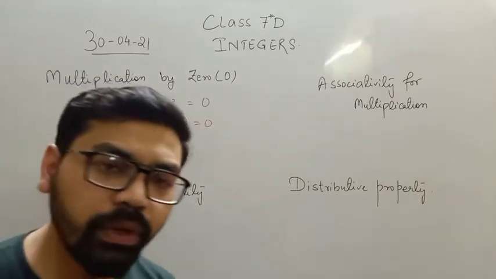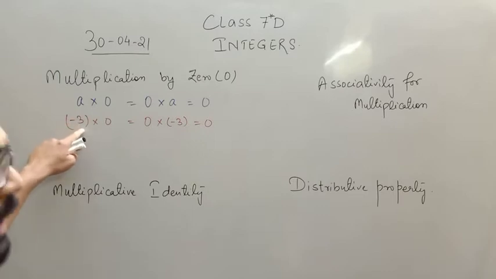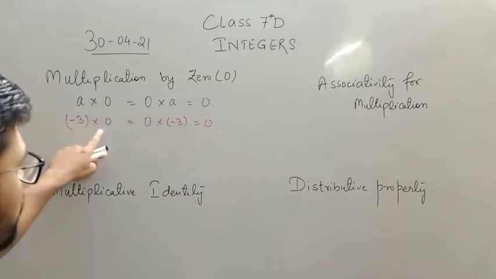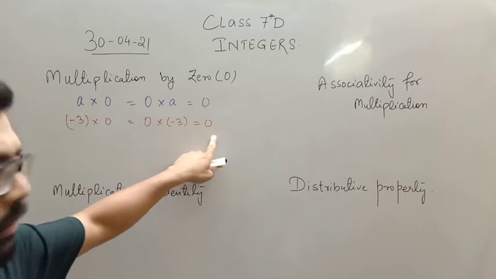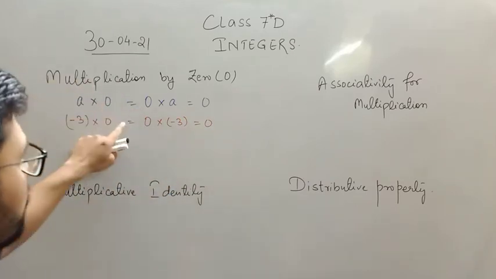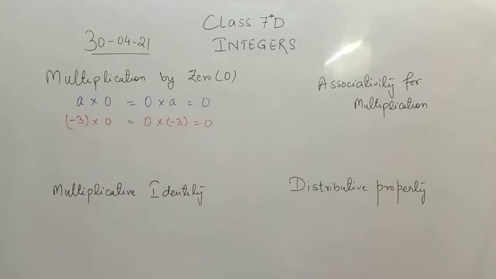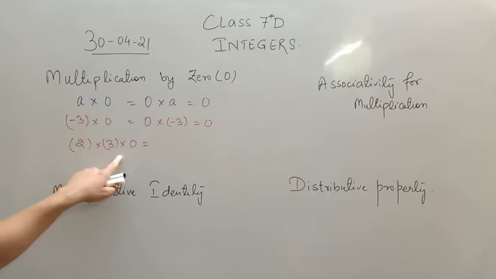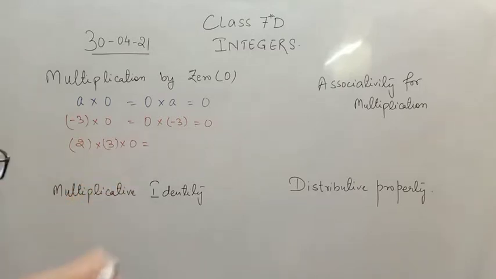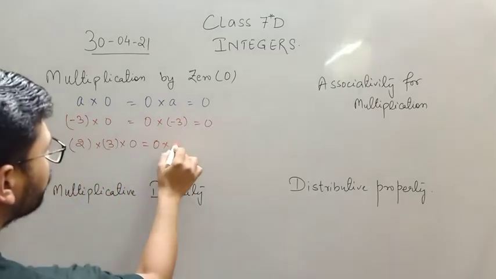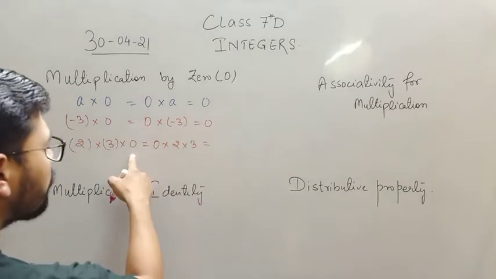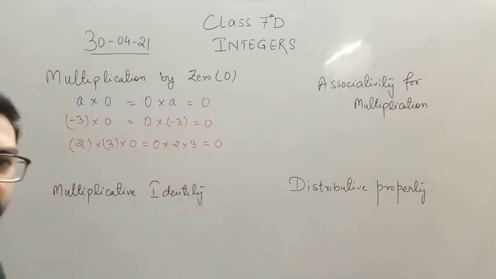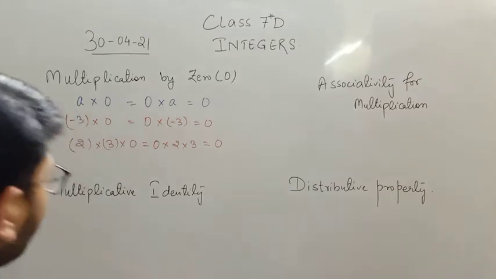Any doubt in this? So when you multiply an integer, when you multiply a natural number with 0, the result will come out to be 0. So this is the general form and this is the example. Now you can take n number of examples. Let's say you have two positive integers, 2 into 3 into 0. You can also write 0 into 2 into 3. In both the cases, the result comes out to be 0. In this way, you can take n number of examples.